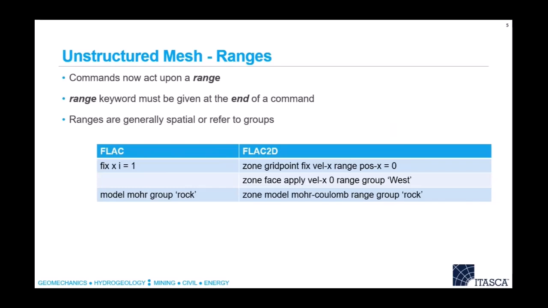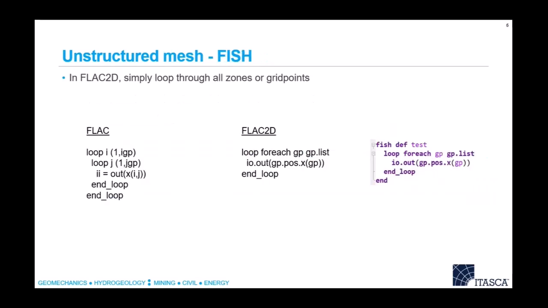So that's different. Similarly, with FISH, if you're looping through the zones or the grid points, hopefully you saw yesterday with Dave D that it's nice and easy to loop through all these things. You just say loop for each grid point in the grid point list, or loop for each zone in the zone list, which is super awesome.